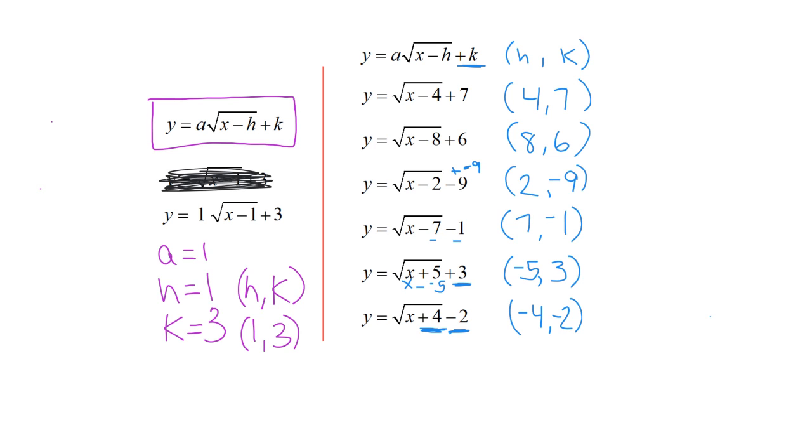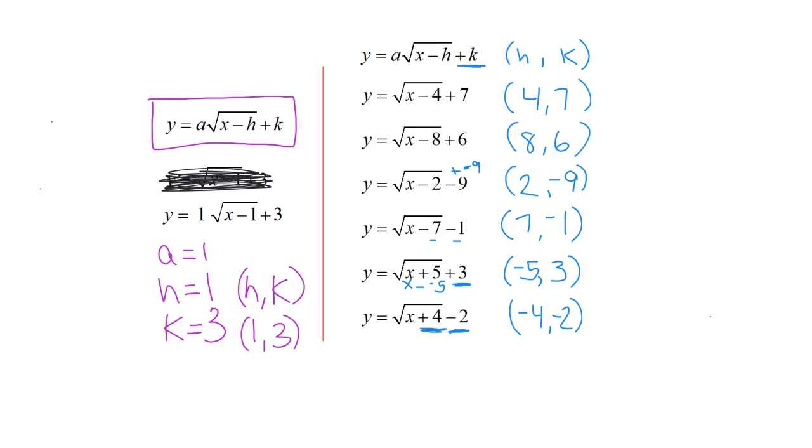So what you're seeing here is a pattern, right? Whatever is under our square root with x, so x minus 4, if it's x minus a number, that number goes in here exactly as it looks. So minus 8 means 8 goes here. Minus 2 means 2 goes here. Minus 7 means 7 goes here. But if it's plus 5, we need to put in a negative 5. If it's plus 4, we need to put in a negative 4.